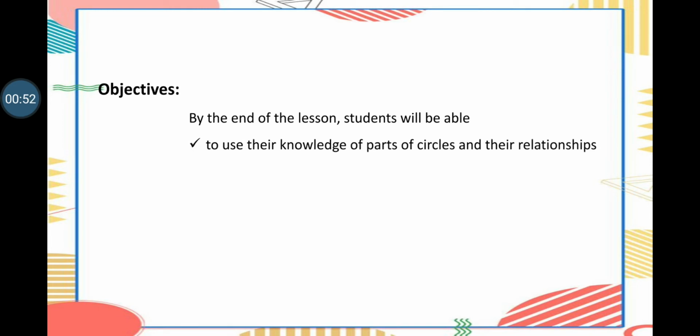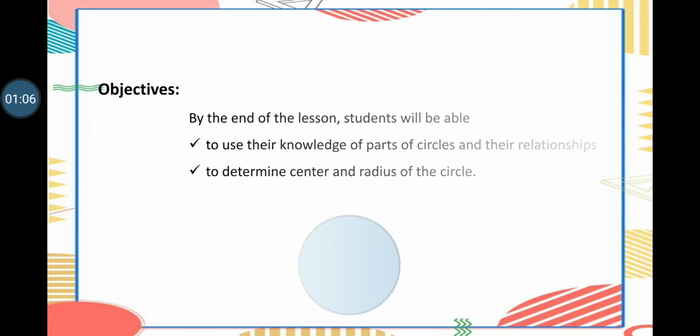Dear students, the objectives of our today's lesson are: by the end of the lesson we shall be able to use our knowledge of parts of circles and their relationships. We shall be able to determine the center and radius of the circle.